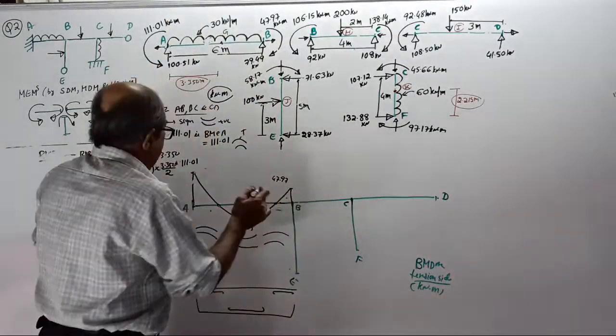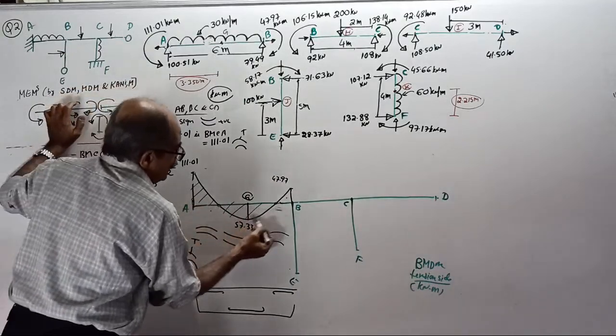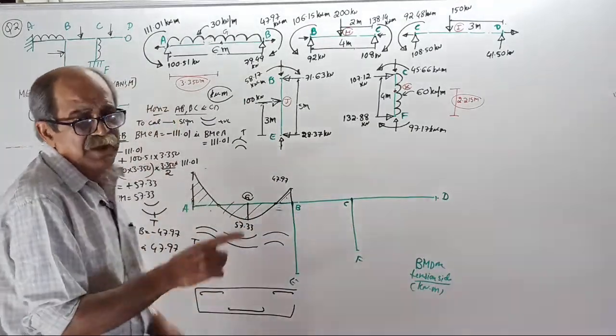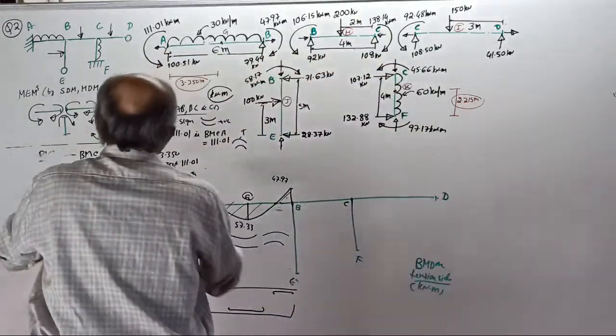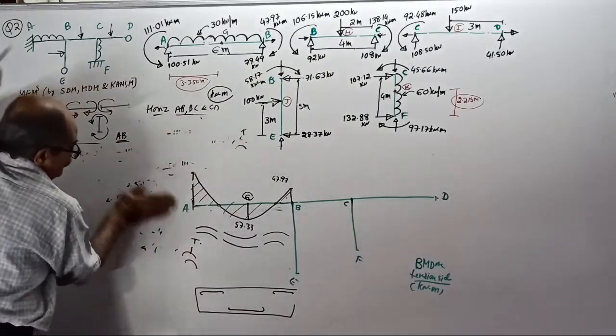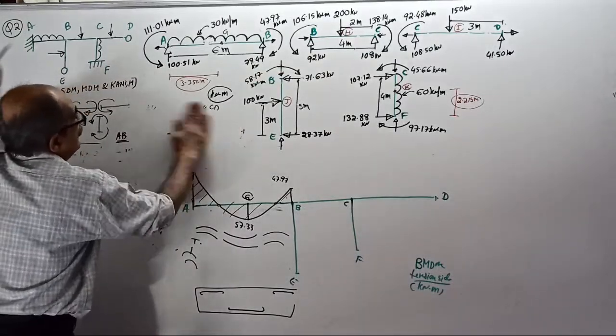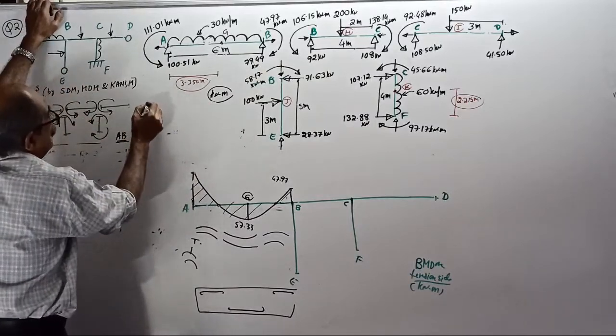Okay. This is the BMD for AB. If you want, lightly hatch it. BMD for AB member. Now, I will finish the BMD for the other 2 members. Easily I will solve them, if time is not required. Now, consider BC. A little fast I will do.